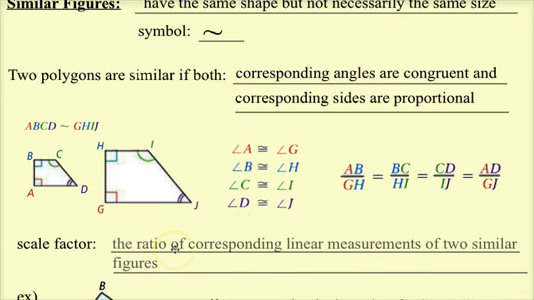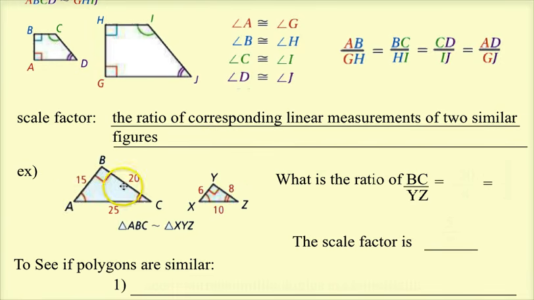Now, scale factor is the ratio of the corresponding linear measurements of the two similar figures. When I write two corresponding sides as a ratio using numbers, that's going to be the scale factor of the sides. Let's look at an example. Triangle ABC on the left is similar to triangle XYZ. I want to know the ratio of BC over YZ. BC is 20. YZ is 8, so I write that as a fraction, 20 over 8.